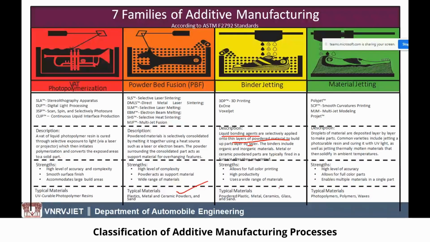And the next one is material jetting, which I mentioned in the previous slide with the classification. Here we deposit a material, but along with the material, a laser beam or UV light beam is used to cure and solidify it. That is, droplets of the material are deposited layer by layer. Common varieties include jetting of photocurable resins, curing them with UV light, as well as jetting thermally molten material that then solidifies at ambient temperature. So this is the material jetting process.